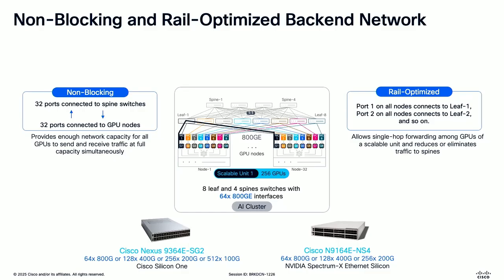Why do we do non-blocking? As I said, all these GPUs send and receive traffic at line rate. So there must be enough capacity in the network to provide the performance that they need.